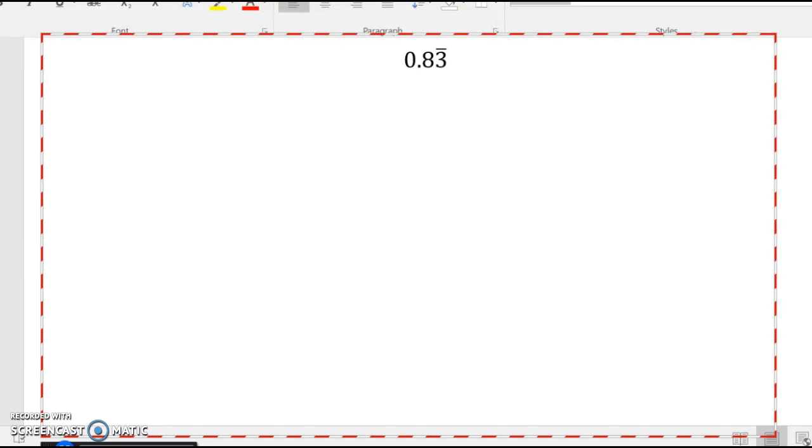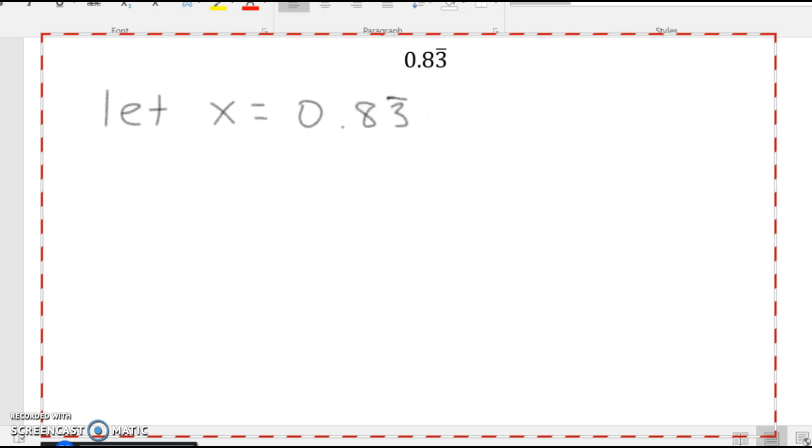So here we have 83 hundredths. The 3 hundredths part is repeating. So just like our example, the first thing we want to do is change this to a fraction. So the first thing that we're going to do is let x equal 0.83 repeating.